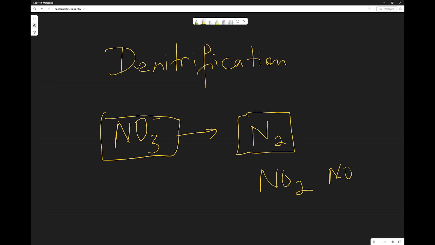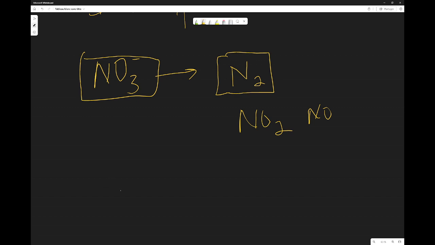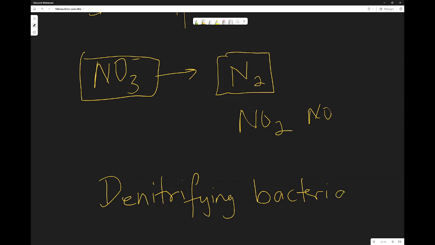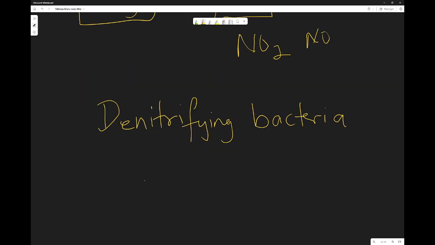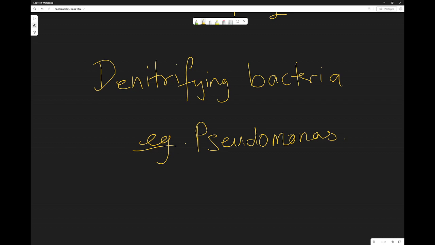So this usually happens in the presence of what we call denitrifying bacteria. So we're going to have denitrifying bacteria, all right? And a great example of denitrifying bacteria would be Pseudomonas. So this is also another bacterial process.